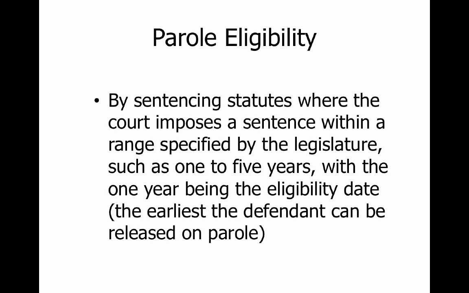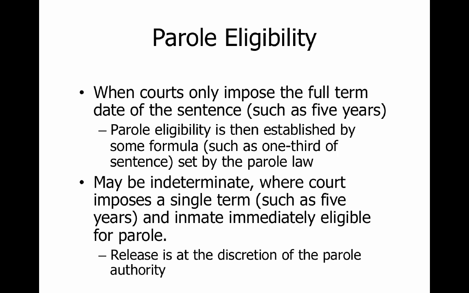Parole eligibility: by sentencing statutes, the court imposes a sentence within a range specified by the legislature, such as 1 to 5, with the 1 year being the eligibility date, or the earliest the defendant could be released on parole. When courts only impose the full term date of the sentence, such as 5 years, parole eligibility is then established by some formula, such as 1/3 of the sentence set by the parole law. It may even be indeterminate, where the court imposes a single term, such as 5 years, and the inmate immediately is eligible for parole. Release is at the discretion of the parole authority.